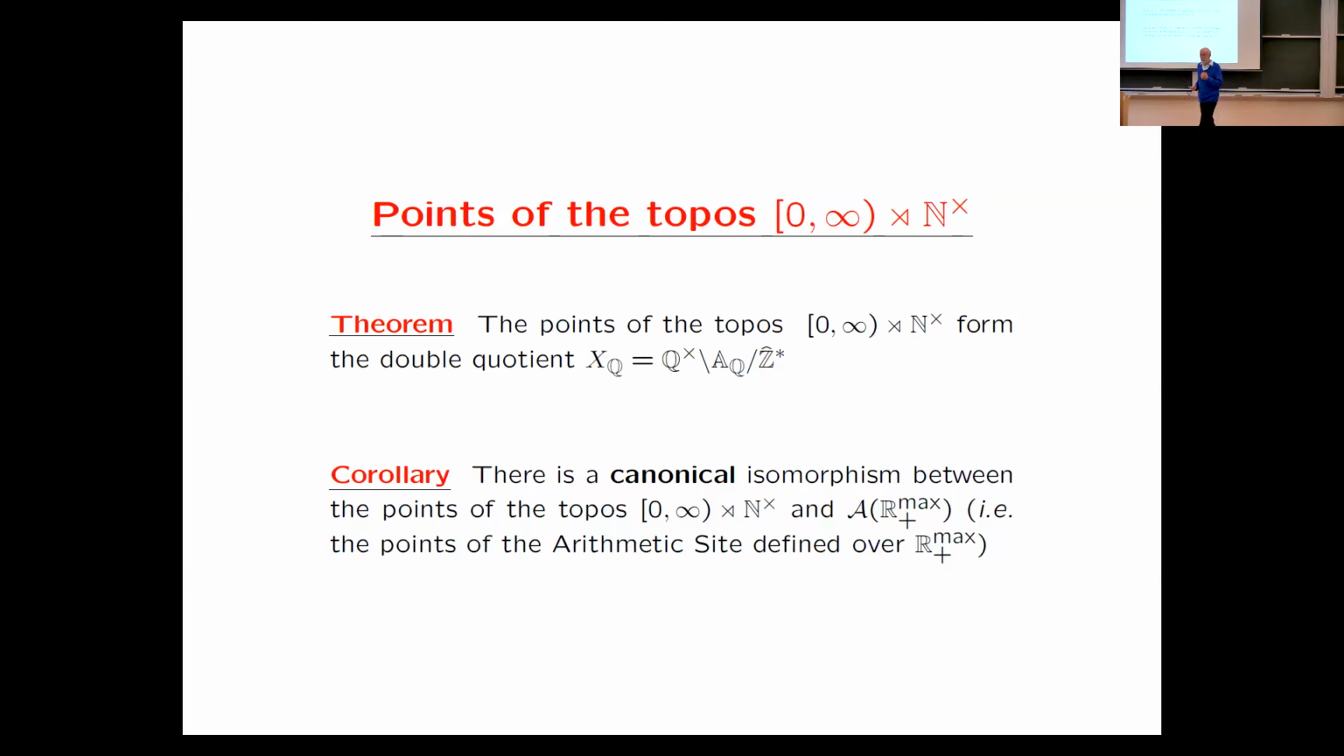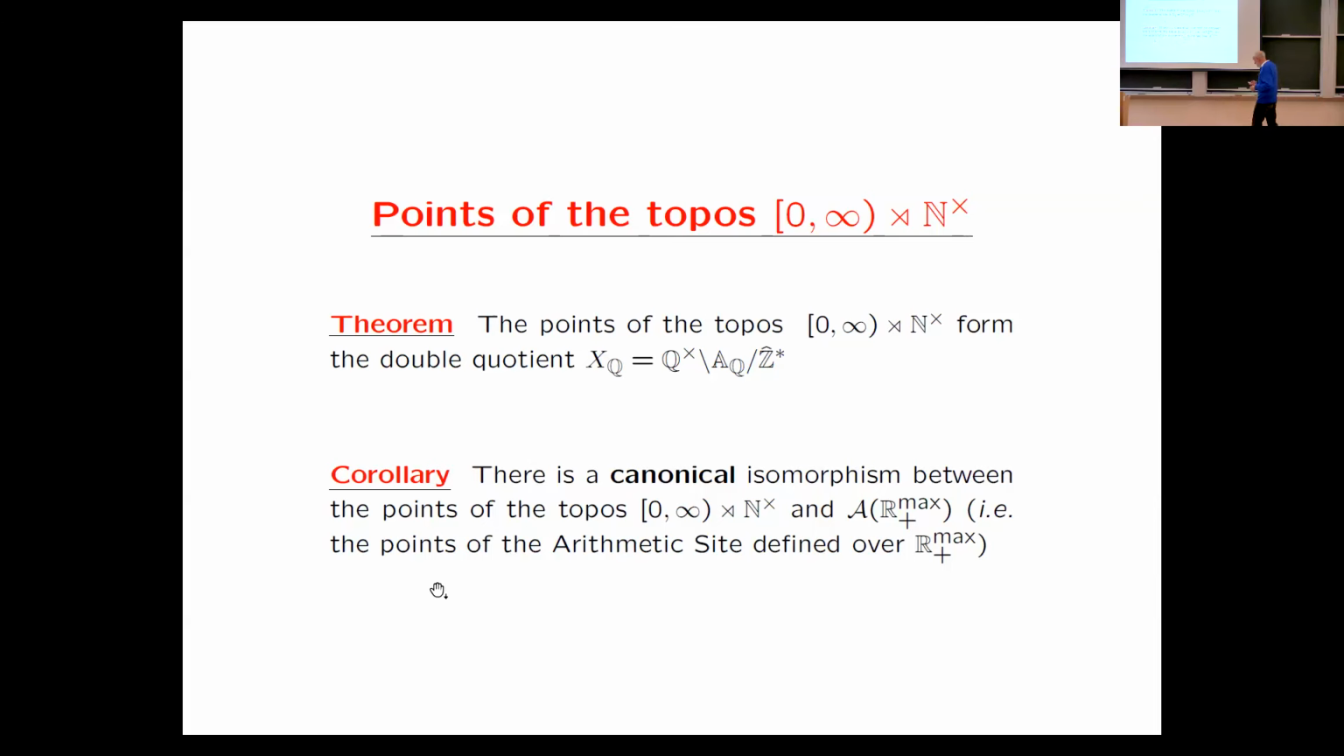Now, if you take the points of these topoi and you compute them, you find exactly the same space, which is not surprising because it means that the points of the extended scalars of the arithmetic site have to correspond to the points of the original one with coefficients there. Okay, so that's what we found. It's quite a non-trivial result, that the points give you this space. And so you have this fact, and then you have this canonical isomorphism.